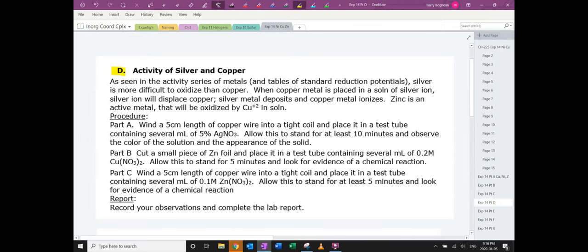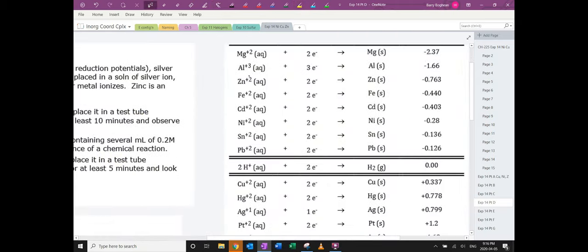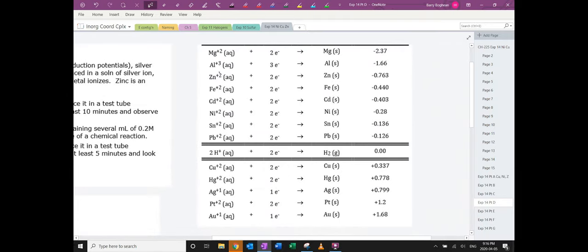In part D, we're going to look at the electrochemical activity of silver and copper and zinc to a lesser extent. Let's take a look at the activity series for these ions and elements. So zinc, you see, is above hydrogen on the activity series, which means that zinc is a pretty active metal. Reducing zinc ion to zinc metal is unfavorable. One would have to apply at least 0.76 volts or greater to force the reduction of zinc ion to zinc metal. The reverse reaction is actually favorable.